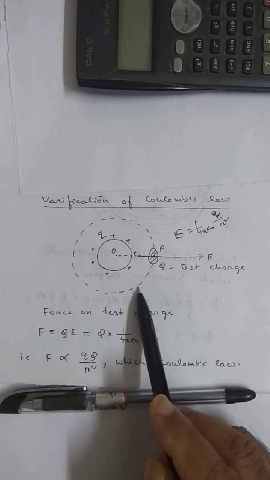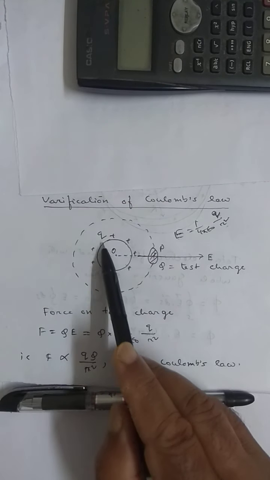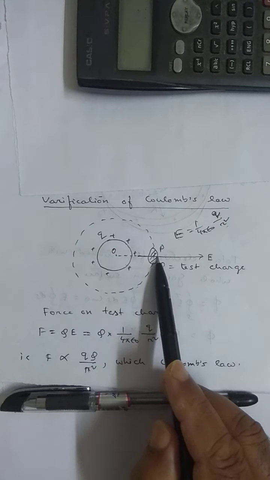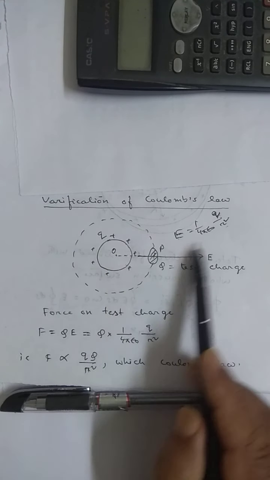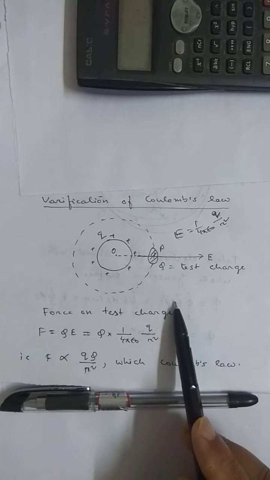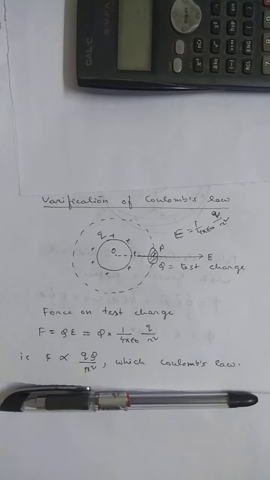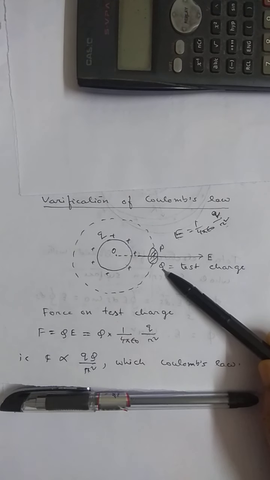Yes or no? This is the Gaussian surface. This is the hollow charged body. Q charge is here. The distance of the point P from the center of the hollow charged body is r. So this is electric field intensity. It is already derived from the previous application. Now I place a test charge capital Q at the point P.